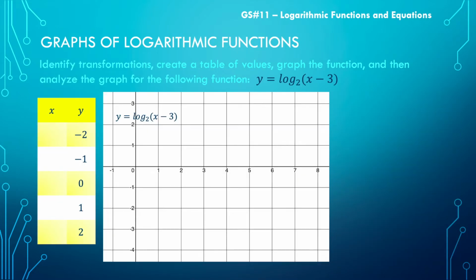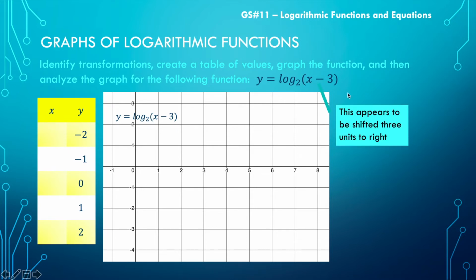All right, so we are going to take a look at this function: y equals log base 2 of the quantity x minus 3. What we're going to do is create a table of values, plot the points, sketch the curve, and then analyze the graph. Now notice that our parent function was y equals log base 2 of x. So if we're taking the log base 2 of x minus 3, we think that this has shifted our parent function 3 units to the right, knowing what we know about transformations.